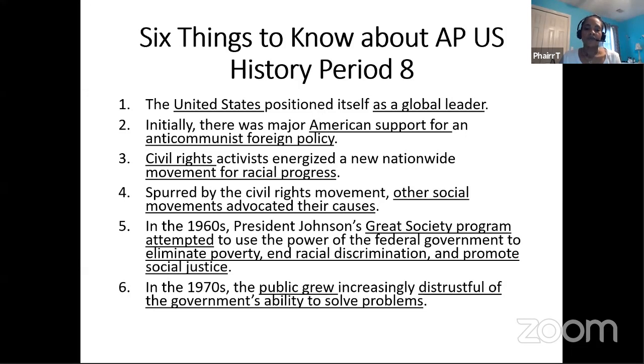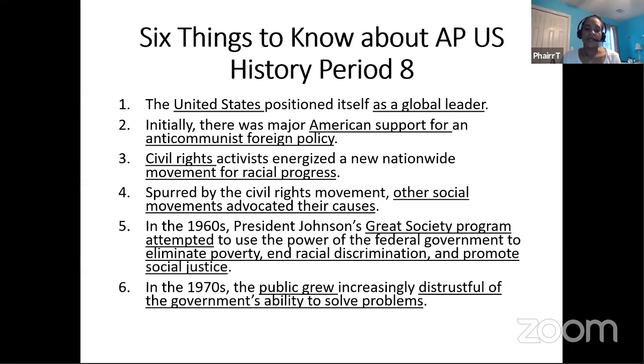Three, the civil rights movement for racial progress. And we're going to learn, again, not just about African Americans, but also Latinos, Asian Americans, women's rights, gay and lesbian rights, and also Native Americans, which ties in to number four. Other social movements advocated for their causes, looking at the civil rights movement, the televising, the impact it made, and how it led to federal legislation. Can they get those same results?